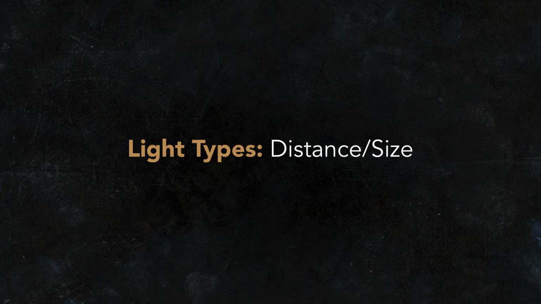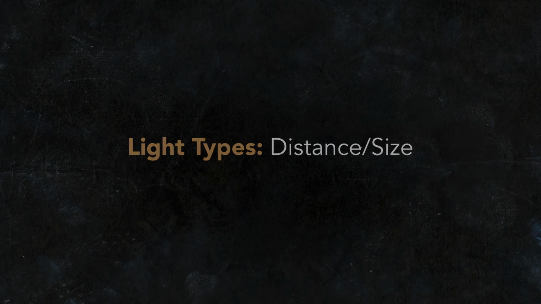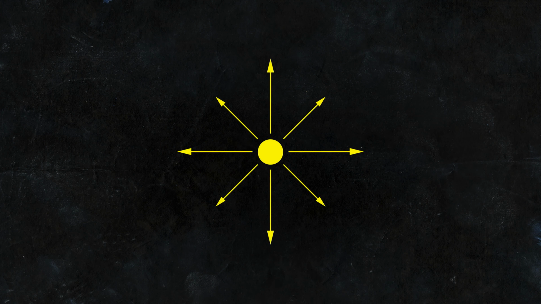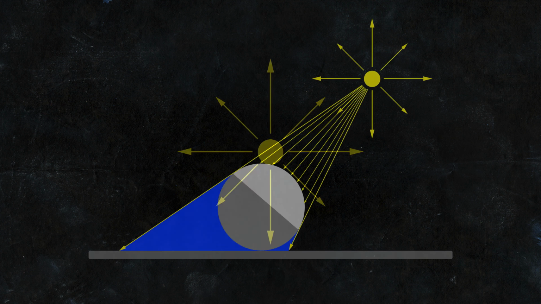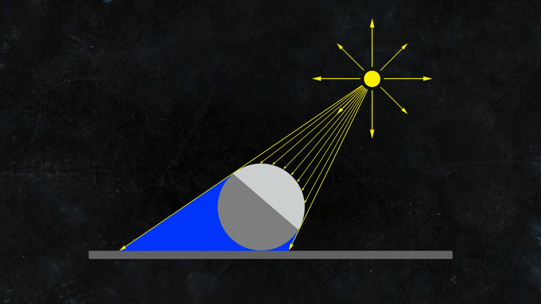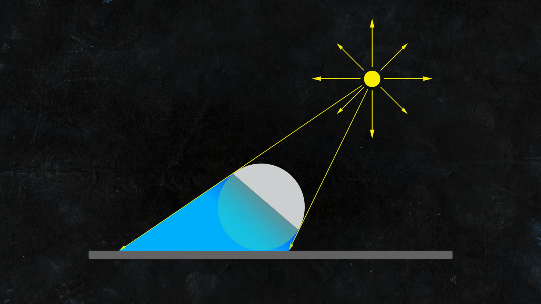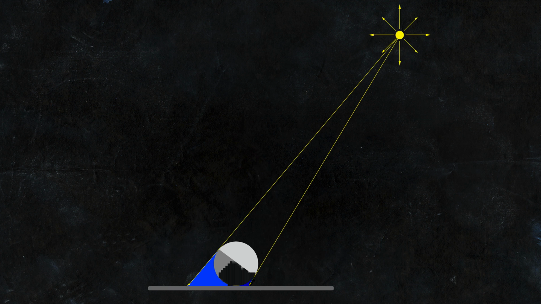Let's talk about different types of light sources. The first quality I look at is the distance or size of a light. Any light source emits light energy that we will think of as light rays. If that light source is close to an object, the cast shadow will be projected as a wide cone. If we move this light source away from the object, you can see how the cast shadow cone gets narrower.